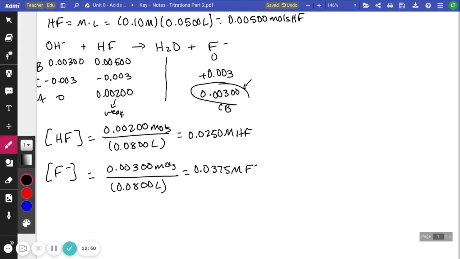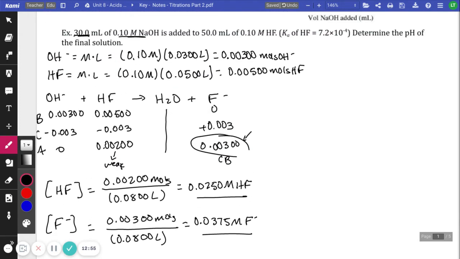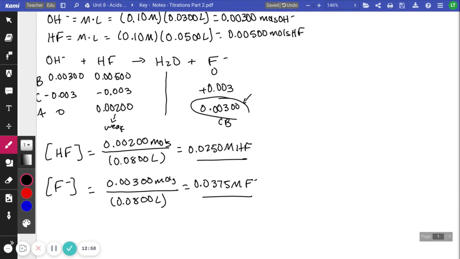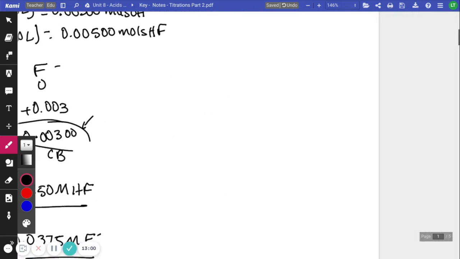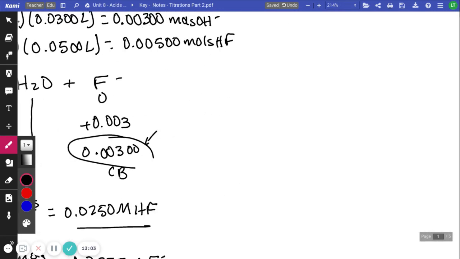Okay, so now that I know the concentration of my hydrofluoric acid and the concentration of my fluorine, I can do a weak acid pH calculation. This will just be like a normal weak acid pH calculation that we've done before with the Ka value, and we'll just solve it. First off, we need to talk about what hydrofluoric acid is going to break apart into. Hydrofluoric acid is going to break apart into hydrogen plus fluorine. We're going to do an ice table or a rice table.